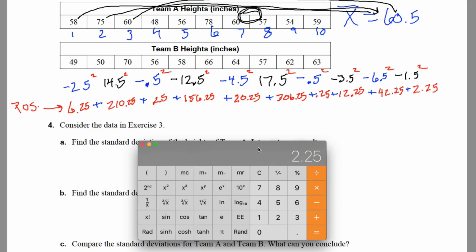So let's go ahead and add them all up. 6.25, 210.25, 0.25, 156.25, 20.25, lots of 25s in there, 306.25, 0.25, 12.25, 42.25, and 2.25. Okay, so we have 756.5 divided by 10. So the average for all of these numbers is 75.65.